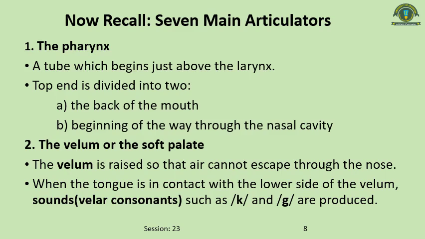So this is what we call pharynx, a tube whose top end is divided into two. The first one is the back of the mouth. The second is the beginning of the way through the nasal cavity. Now you can recall the diagram which I presented before you time and again, and you can visualize these parts. Back of the mouth, for example, is the soft palate area. What happens over there? That part plays a role of stopping the air going to the oral cavity when we are producing nasal sounds, such as m, n, and ng. So that is the role played by that particular area.